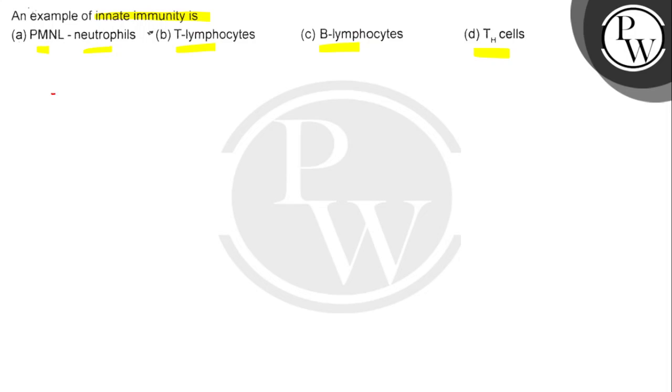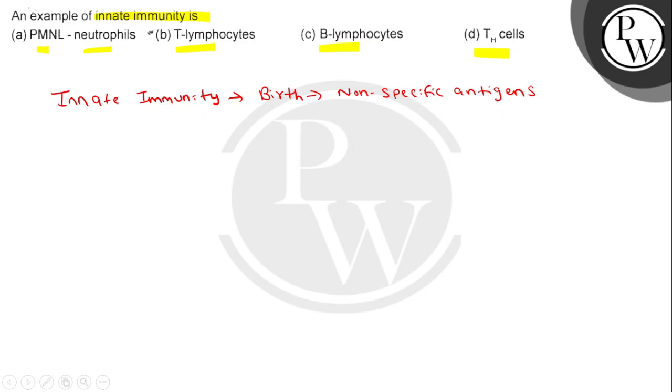So innate immunity is immunity which is present from birth. What do you mean by innate immunity? Immunity which is present from birth, and it is a non-specific immunity. कैसा है? Non-specific. It is a non-specific immunity against your antigen. ठीक है, एंटीजन के अगेंस्ट है, नॉन स्पेसिफिक है, तो इसे हम इनेट इम्यूनिटी बोलते हैं.